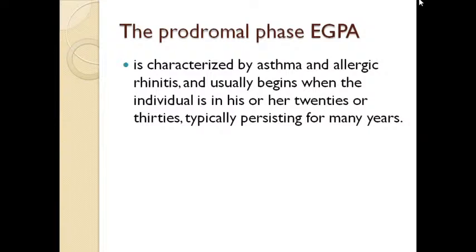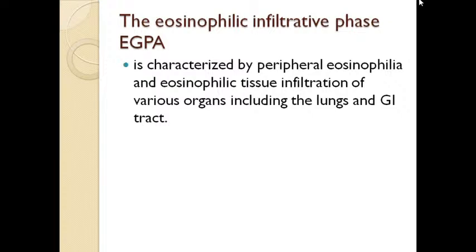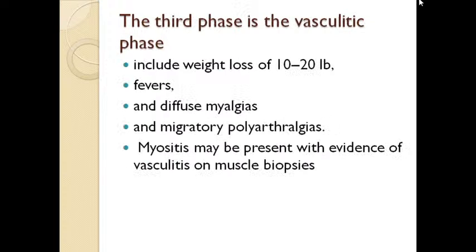In the prodromal phase, this syndrome is characterized by asthma and allergic rhinitis, and usually begins when the individual is in his or her 20s or 30s, typically persisting for many years. The second phase is characterized by peripheral eosinophilia, mostly hypereosinophilia, and eosinophilic tissue infiltration of various organs, including the lungs and GIT. The third phase, vasculitis, includes weight loss, fever, diffuse myalgias, and migratory polyarthritis. Myositis may be present with evidence of vasculitis on muscle biopsies.